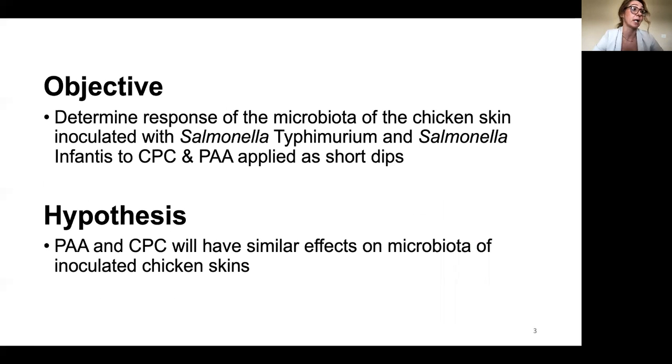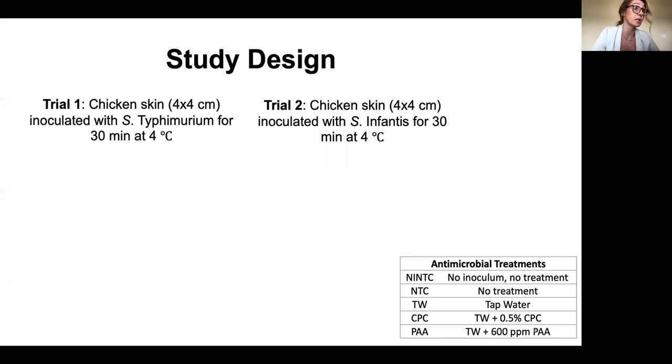Typically, PAA and other products are tested against Salmonella typhimurium in the industry. Thus, we use it as a control measure in the study. Our hypothesis was that PAA and CPC will have similar effects on the microbiota of the inoculated chicken skins. As a study design, our methods were adapted from Lillard et al. 1985, and the experiment was conducted over two trials with different inoculum used during each separate trial.